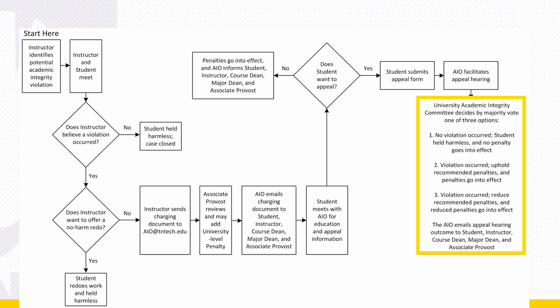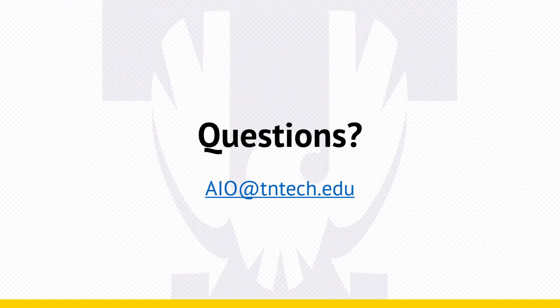After the hearing and vote is complete, the AIO sends an email to the student, you, and the same people copied on the charging document to notify everyone that the process is over and what the next steps are. If the committee voted to implement a class level penalty, then you will implement it. If the committee voted to implement a university level penalty, then the associate provost will implement it. Remember, the AIO is available to assist you in all things academic integrity related, whether that is before violations happen or during the violation process.